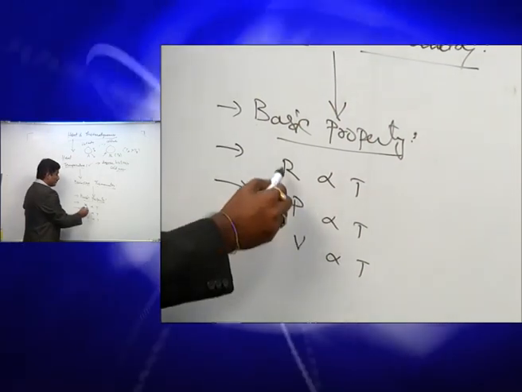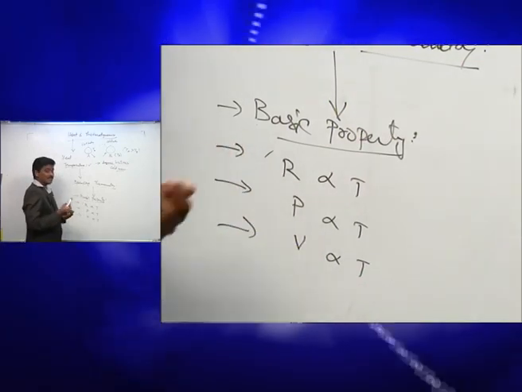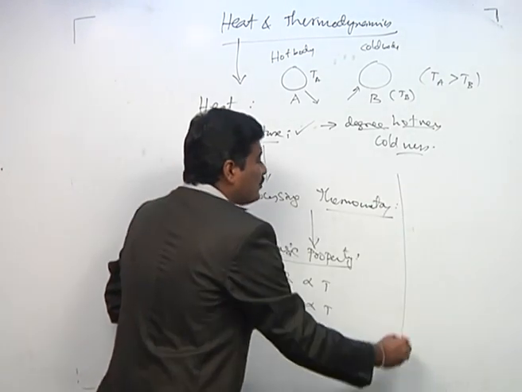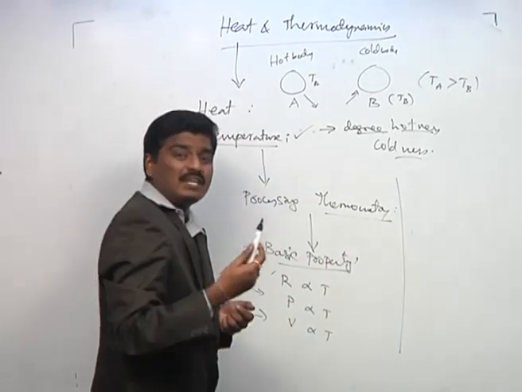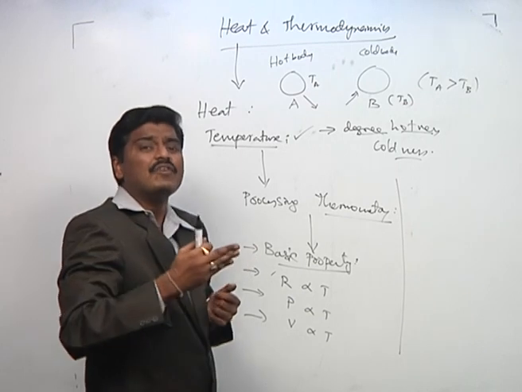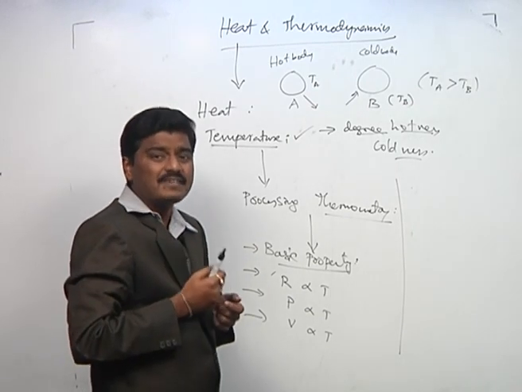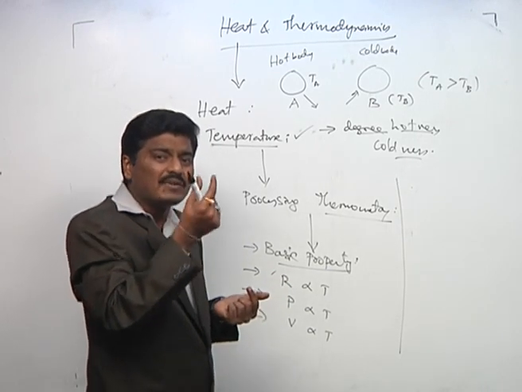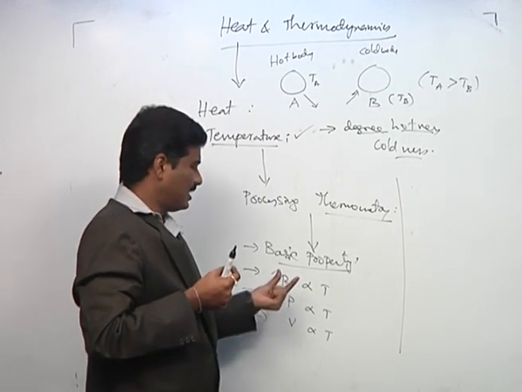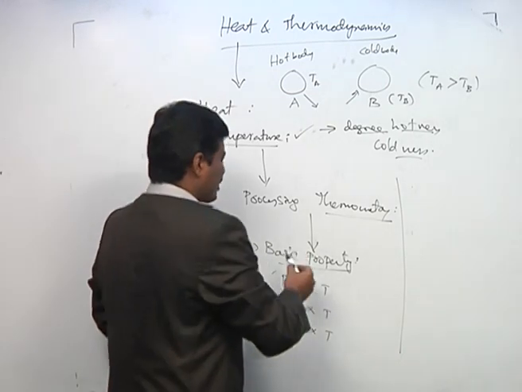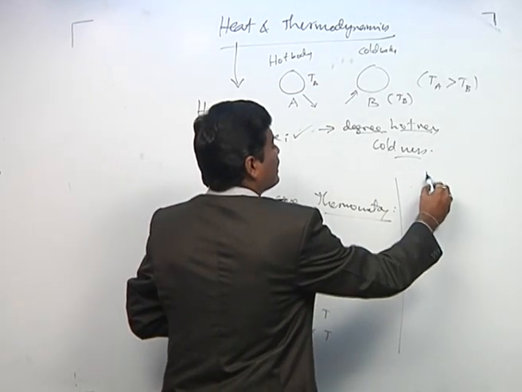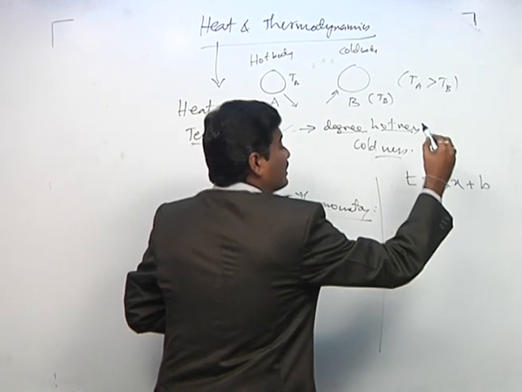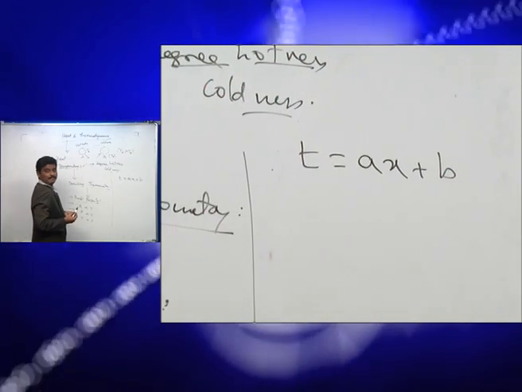We may have a doubt why we go for different properties rather than selecting only one. We don't have a unique property which varies linearly over all ranges of temperature. Hence, depending on our requirements, we choose the particular thermometer. In all these properties, let X be the basic property which varies with temperature, so I am writing T is equal to aX plus B.